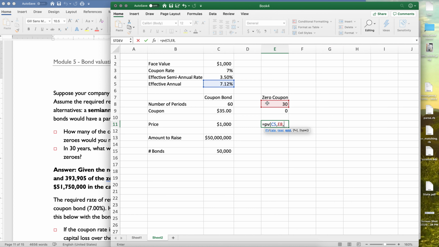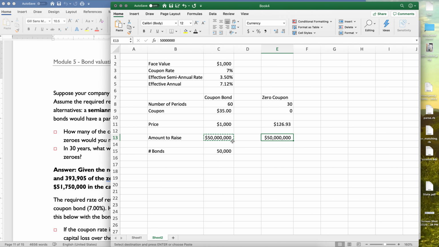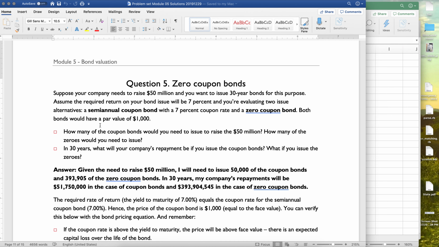The period is 30. The payment is 0. The future value, the face value, is 1,000. Close your parentheses. Oh, and let's add a negative because our price is going to be something that we get, so it's an inflow to us. We want to raise 50,000. So how many bonds do we need? Well, we need 393,905 bonds. And you see that that's the answer.